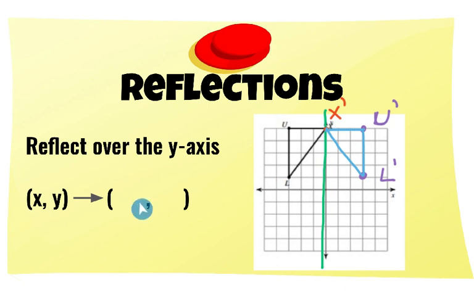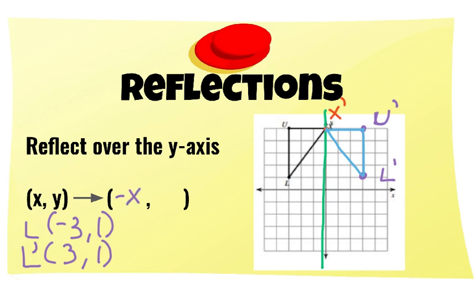So what actually happened to our algebraic representation here? Let's take a point. Let's go ahead and start with L. L started off being at -3, 1. And my L prime is now at 3, 1. So what changed here? Let's look at the x value first. My x value was at -3 and now it's +3. So it changed to be its opposite. Remember to write that it's the opposite. I write -x. That means the opposite of x. What did our y do? Well, our y stayed the same, so I'm going to write down that my y stayed the same.